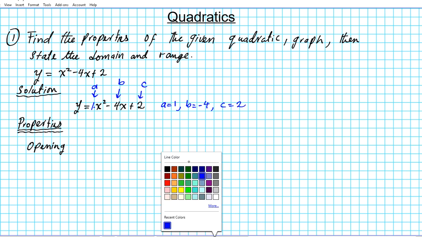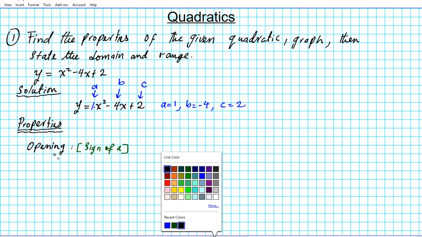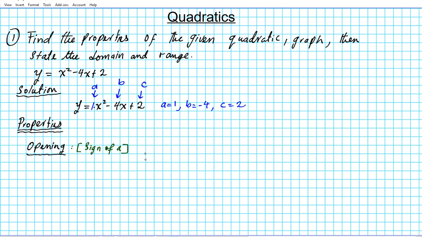Let's take a look at the opening. If we want to find the opening, all we have to do is look at the sign of a. Is it positive or is it negative? That will tell us what the opening is. In this particular case, a is 1, which is a positive number, which means the parabola opens up. So the function y is a quadratic function or parabola that opens up.